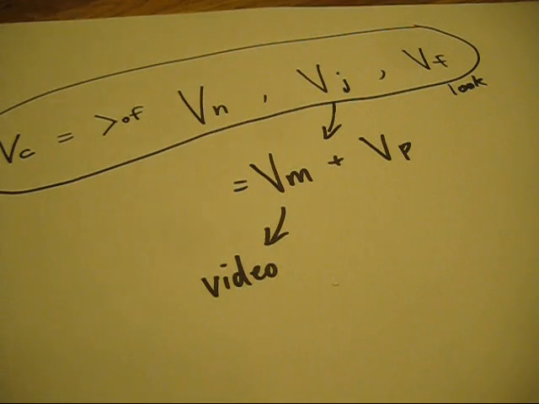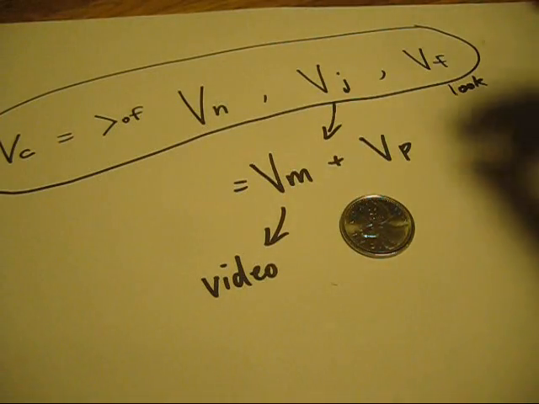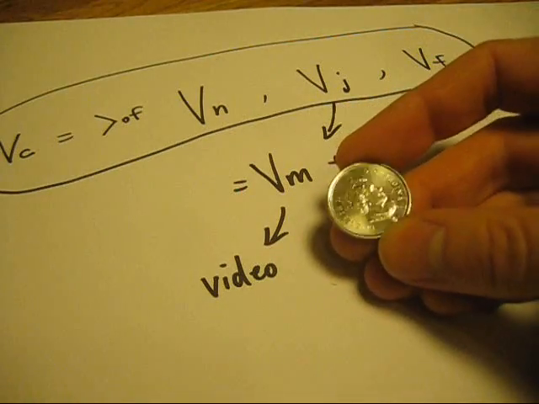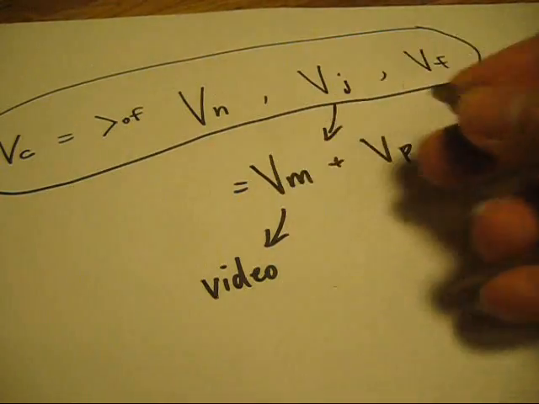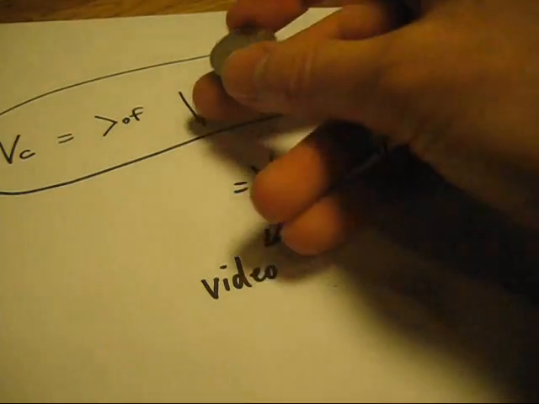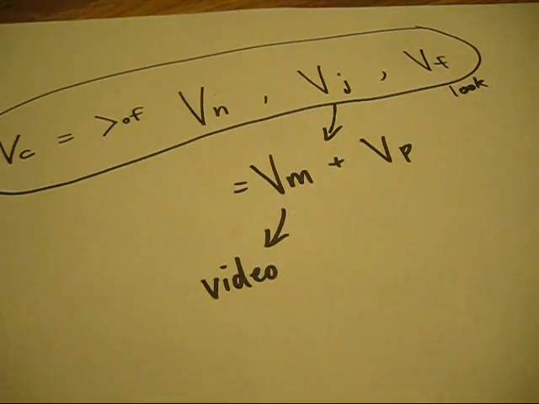Let's see, there's that Canadian steel quarter from 2009. That's a face value. It has no metal value, very small production value, and no numismatic value.